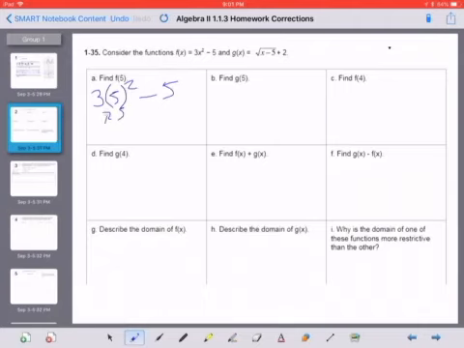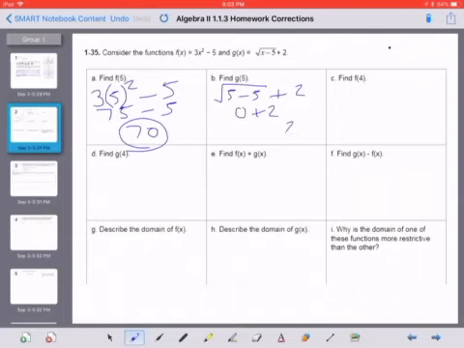75. Let's erase that, make that a little bit better. 75 minus 5, which is 70. So the correct answer would be 70. In part B, it says find g of 5. So we're substituting 5 in for x in g of x. So the square root of 5 minus 5 plus 2. 5 minus 5 is 0. Square root of 0 is 0. So 0 plus 2, or 2 would be the correct answer.